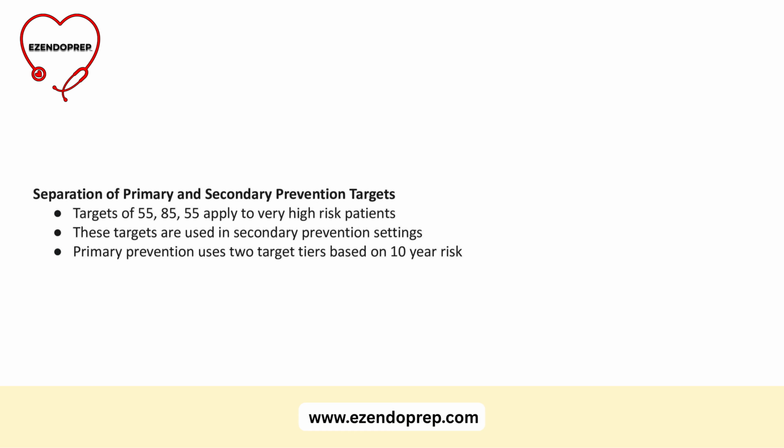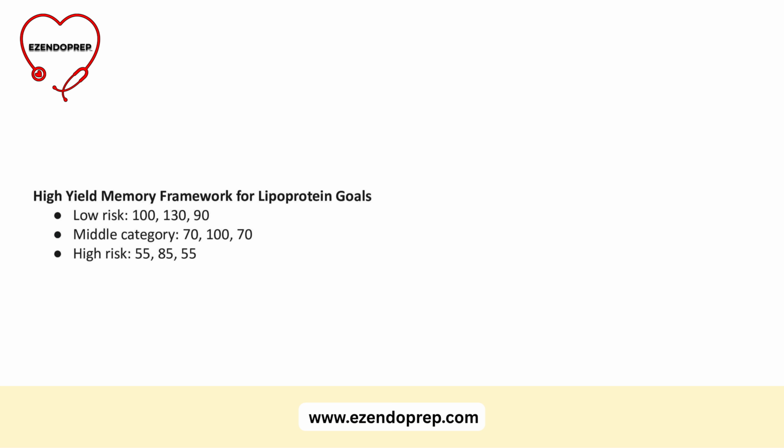Now, an important clarification. The 55, 85, 55 targets are not part of primary prevention. Those targets apply to very high-risk patients, typically in secondary prevention. So for primary prevention, keep it clean. Two buckets only. Less than 10% risk leads to 100, 130, 90. 10% or higher leads to 70, 100, and then 70.